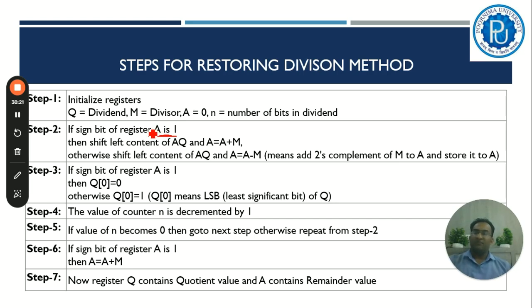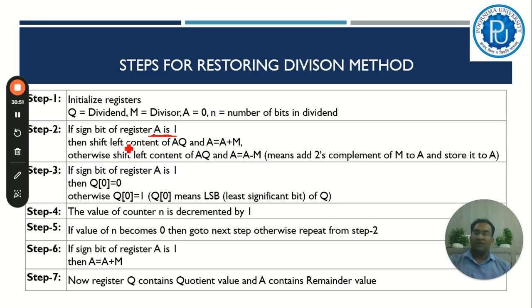Now in each pass, first of all we look at register A. If the sign bit of register A is 1, then shift left the content of AQ, and we perform the addition process. If the sign bit of A is equal to 0, then we shift left AQ, and we perform the subtraction process. And how do we do the subtraction process? By taking the 2's complement and adding that 2's complement to the A register.